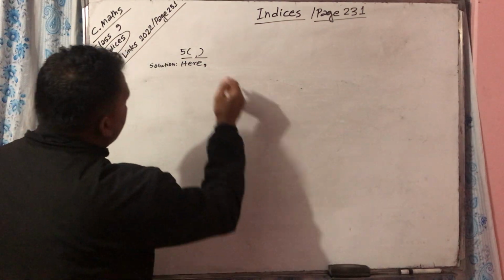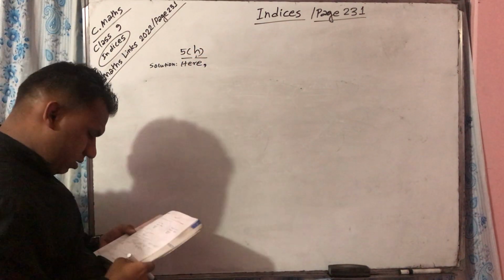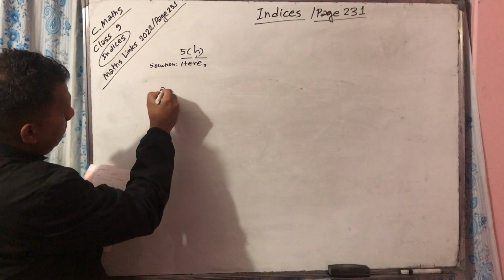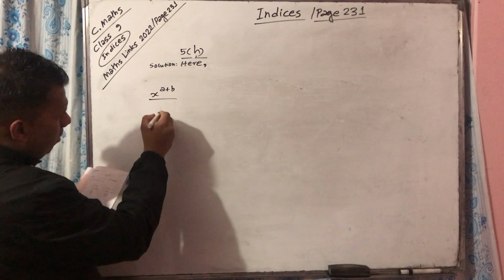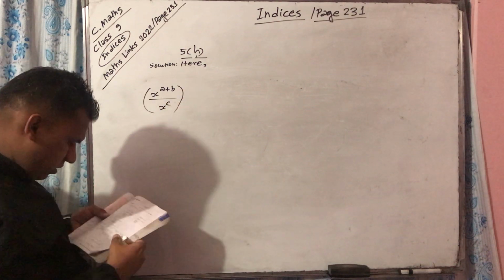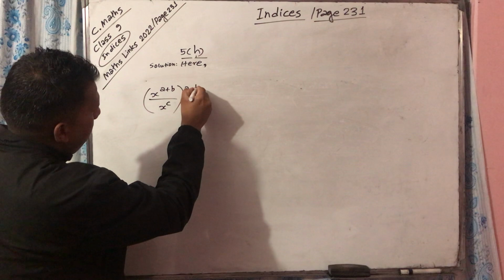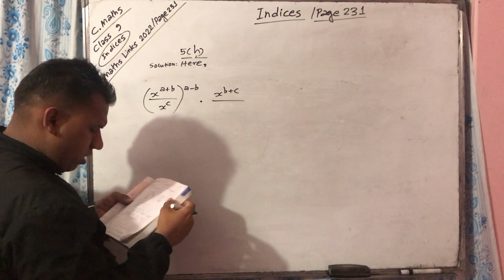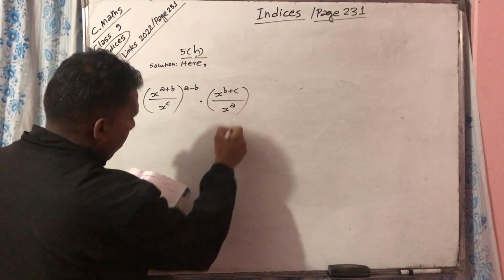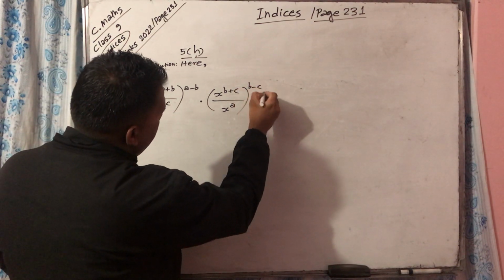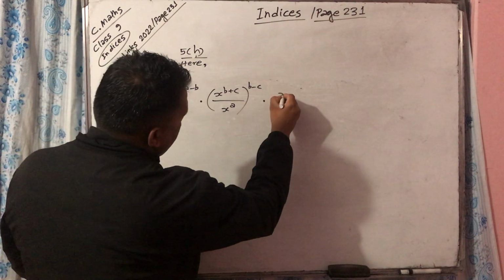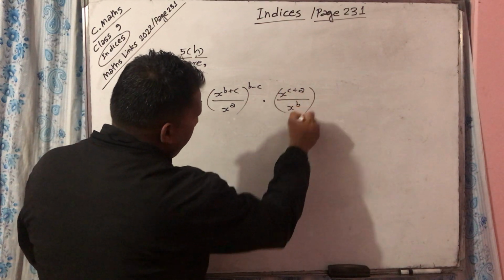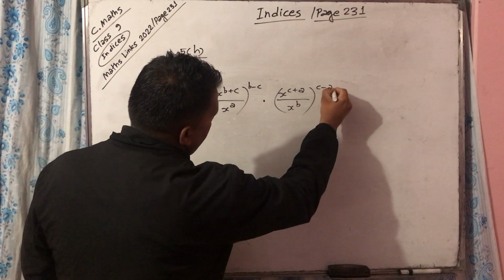Now students, look at question number 5s. On 5s, we have (x to the power a plus b all upon x to the power c), its whole power is a minus b, multiplied with (x to the power b plus c all upon x to the power a), its whole power is b minus c, multiplied with (x to the power c plus a all upon x to the power b), its whole power is c minus a.